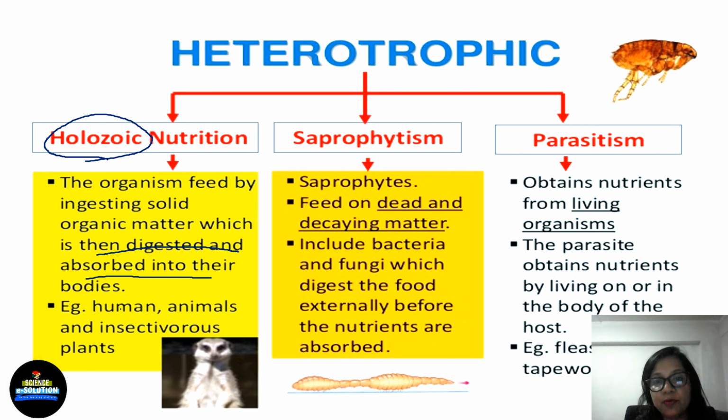The second one is saprophytism. Don't get confused, you can also call them saprotrophic organisms or saprophytic organisms. What they do is break down the food outside the body and then absorb it. In this type of nutrition, they digest the food externally. Once the organism takes the food, it also needs to digest it. In holozoic, the digestion takes place inside the body. In saprophytic or saprotrophic, the digestion takes place outside the body and then the nutrients get absorbed inside the body of the organism.